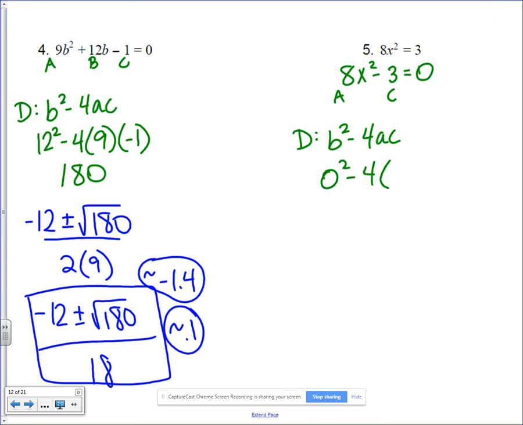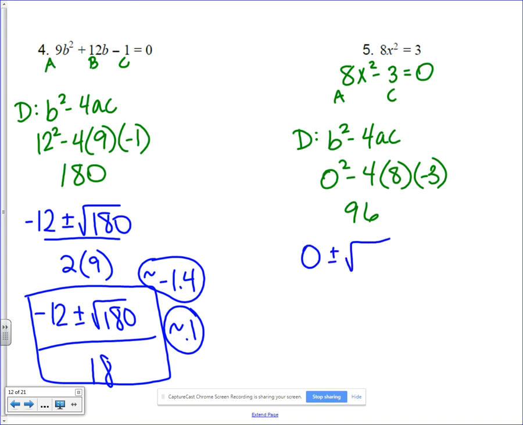What's wrong? You're good? Okay. What's the A? And what's the C? Okay. 96. Perfect square or not a perfect square? Not a perfect square. Okay. So what's the negative b? Just 0, right? Everybody good with that?